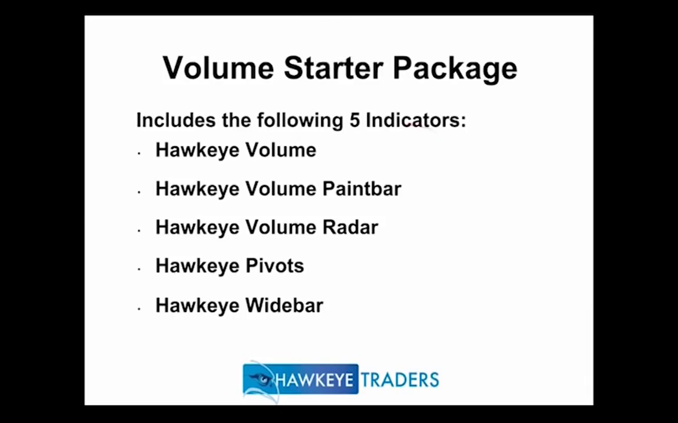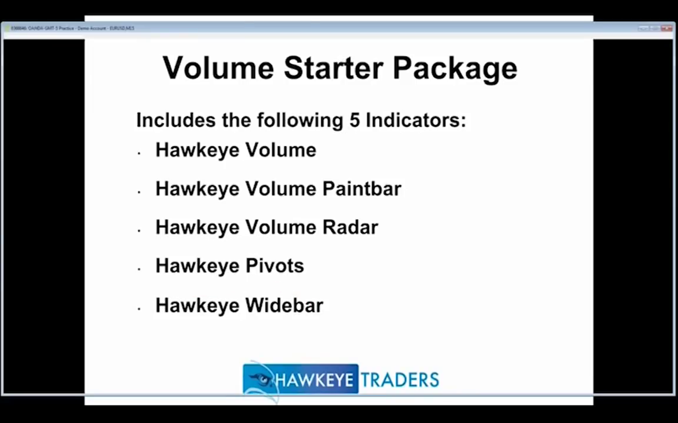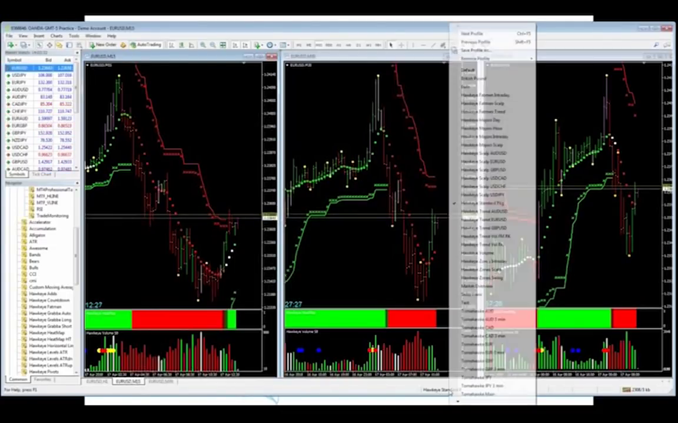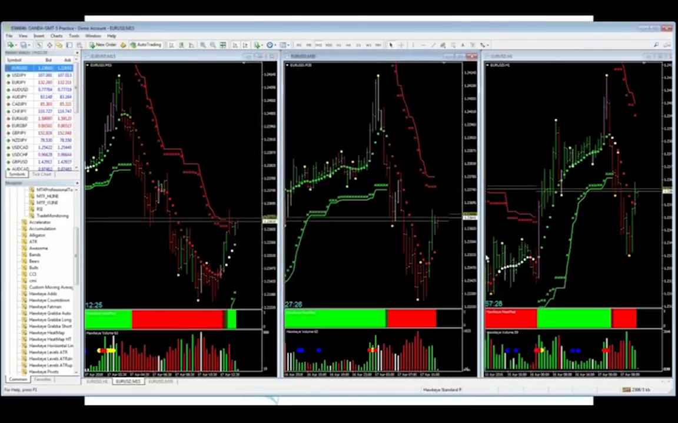Okay, so what that includes: the Hawkeye Volume tool, the Hawkeye Volume Radar, Hawkeye Volume Paint Bar, Hawkeye Pivots, and the Hawkeye Wide Bar. All 5 of the indicators that I've been showing you on the screen. I'll go back through and show you that real quick. Here, this is on a MetaTrader 4 platform. Let me show you the Hawkeye Volume tools.